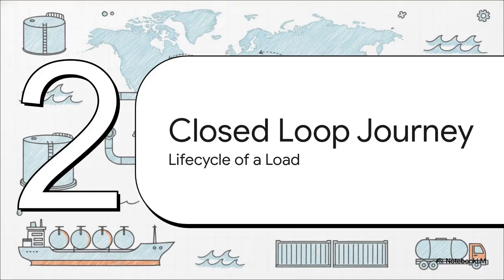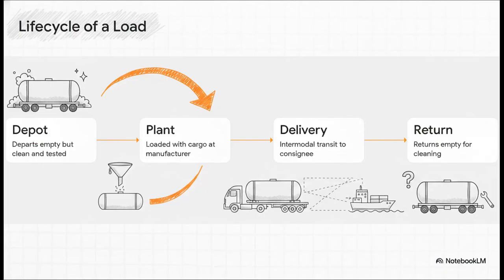Section 3. The closed-loop journey. Now, because their journey is a closed loop and not just a straight line from A to B, understanding the life cycle of a load is super important. Step 1. The tank departs the depot. It's completely empty, but crucially, it has been rigorously cleaned, tested, and surveyed.